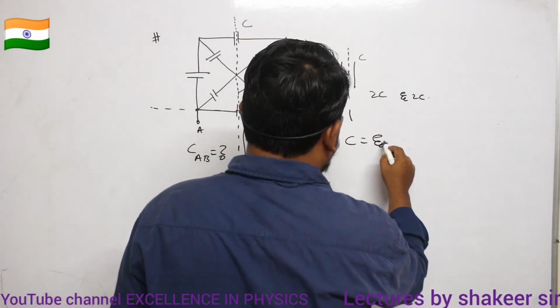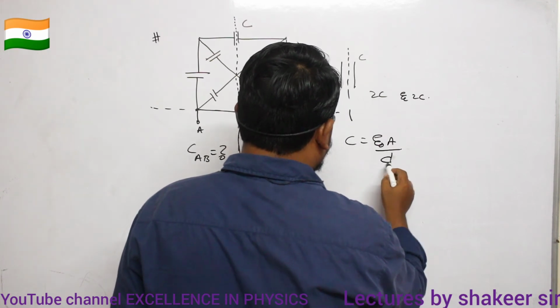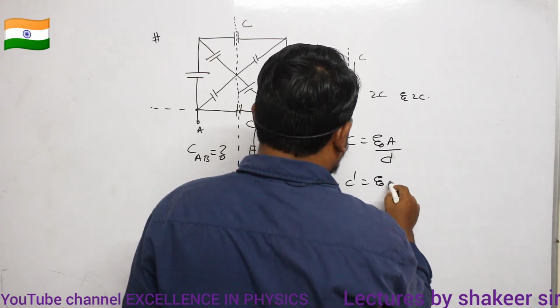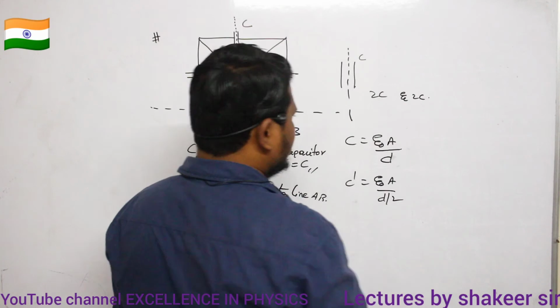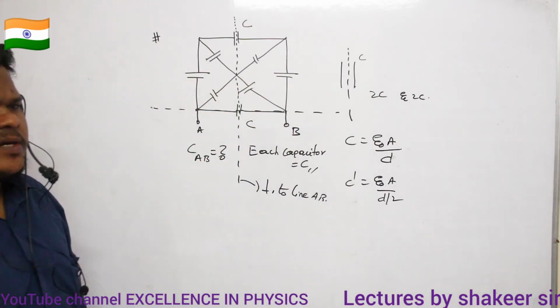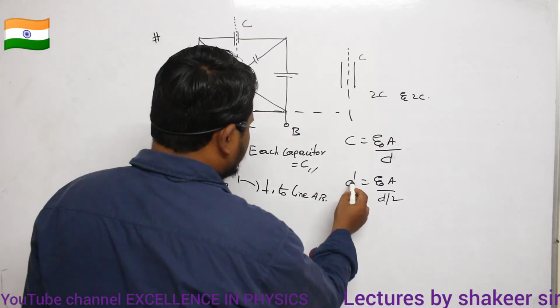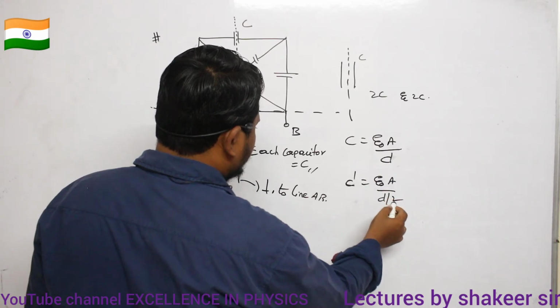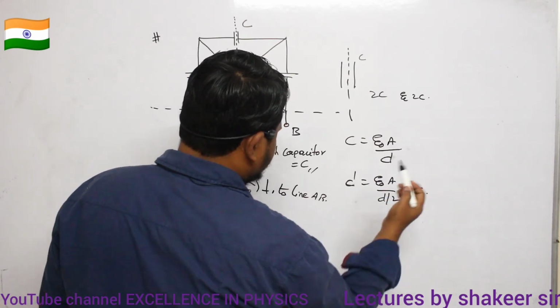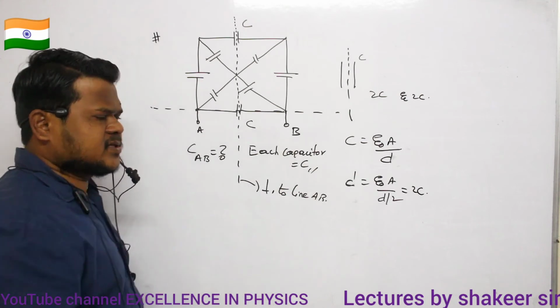C is equal to epsilon naught A divided by d. C dash is equal to epsilon naught A divided by d by 2. Clear? The distance between the plates has become half, no? So the equivalent capacitance is epsilon naught A divided by d by 2, which is equal to 2C. So C, I am converting this one into 2C.